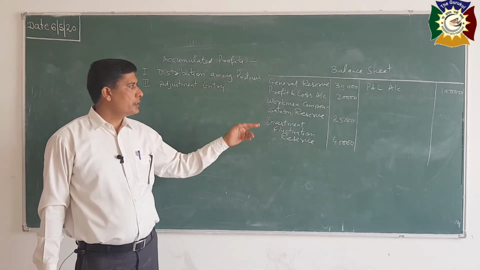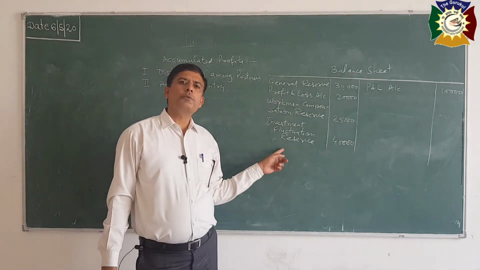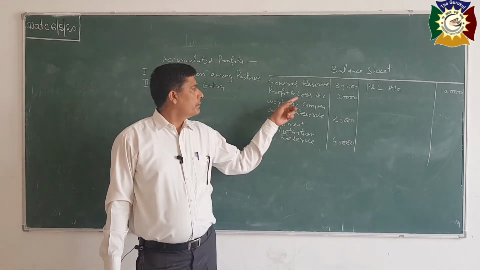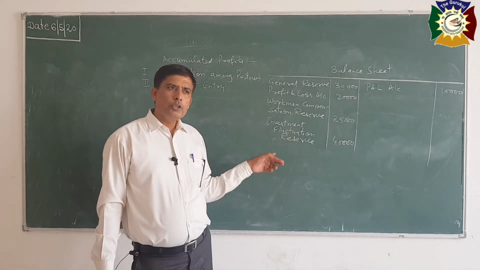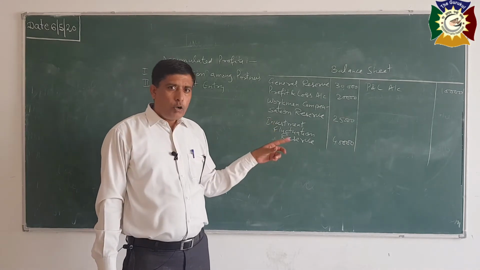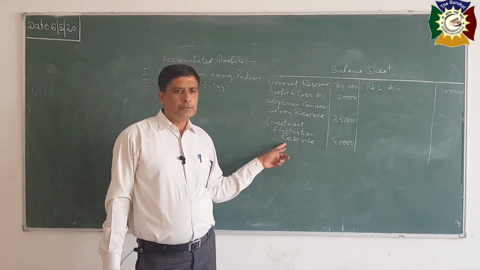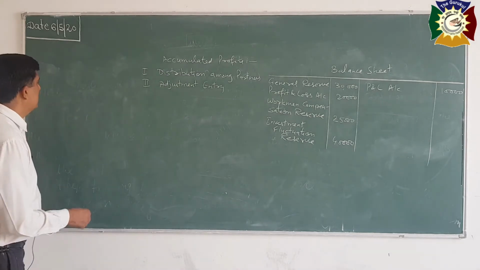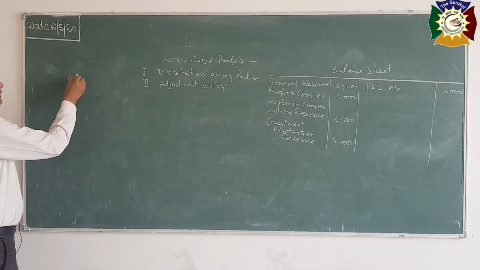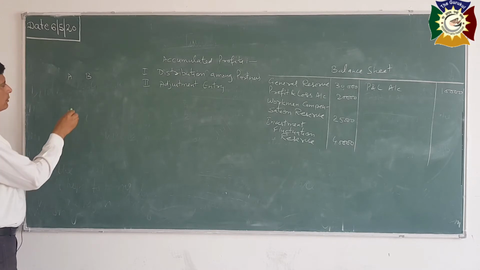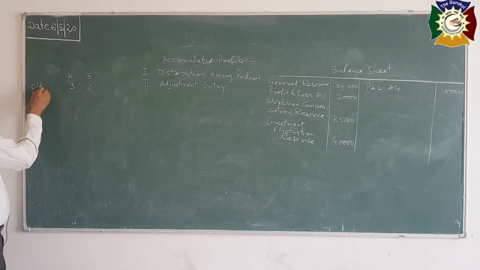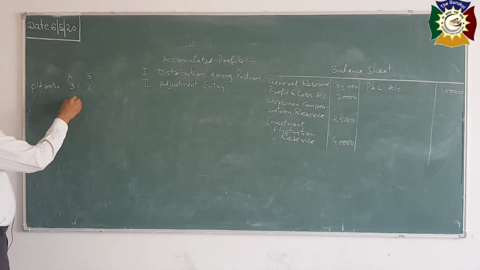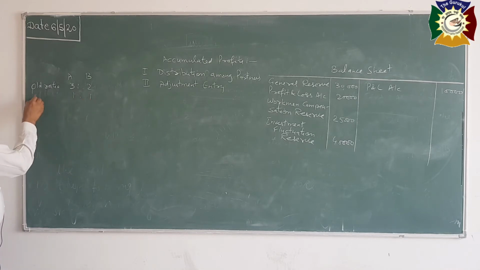When in the question you are given any undistributed profit, it may be general reserve, maybe profit and loss, workman compensation reserve, or investment fluctuation reserve, you will distribute it in all the partners in old ratio. For example, there are two partners A and B. They are sharing profits and losses in the ratio of 3:2. This is the old ratio. Now they have started to share future profits in equal ratio. This is the new ratio.